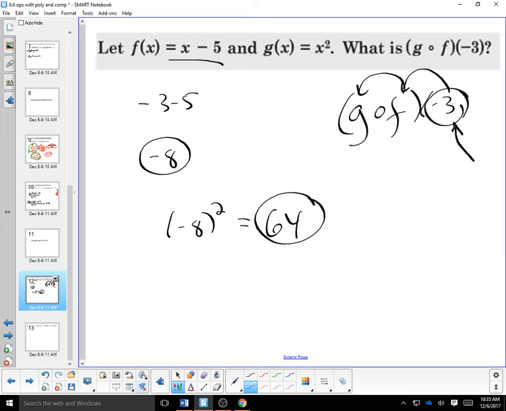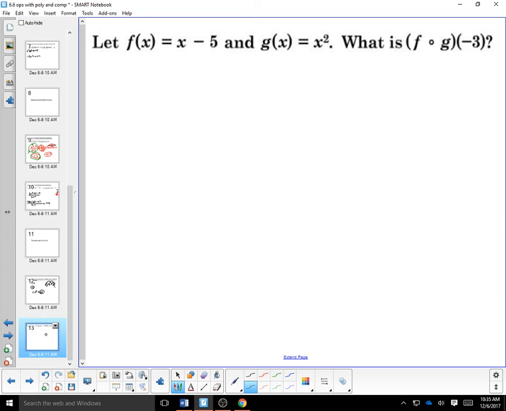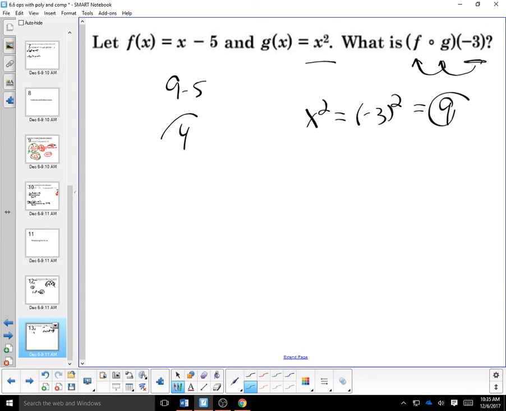That only works when you're evaluating some number. If there's an x there, it's not going to work. You got to do it the long way. Okay? So let me show you that again. I'll do it the easy way first. Here's negative 3. So I start with negative 3, it goes into g. G is x squared, which means negative 3 squared, which means 9. Where does that 9 go? Into the f. So what is 9 minus 5? And I'm done.